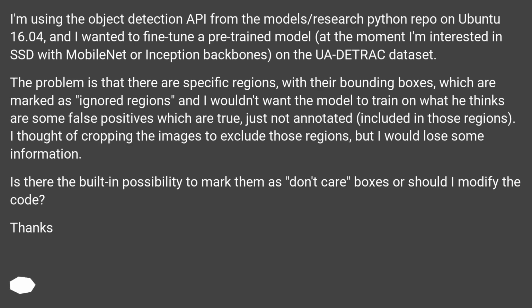included in those regions. I thought of cropping the images to exclude those regions, but I would lose some information. Is there a built-in possibility to mark them as don't care boxes, or should I modify the code? Thanks.